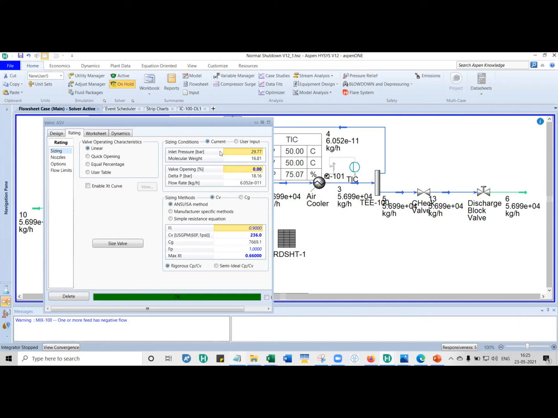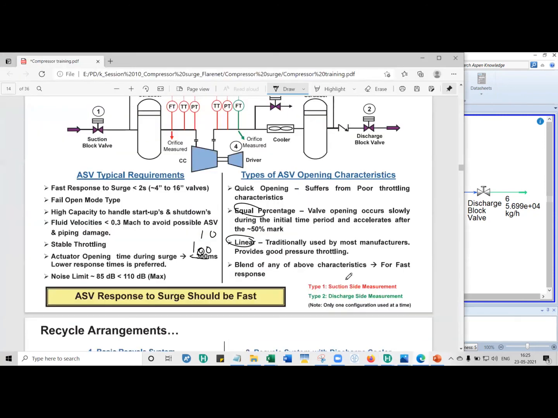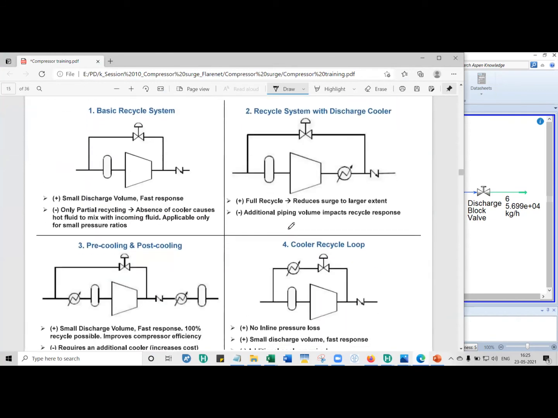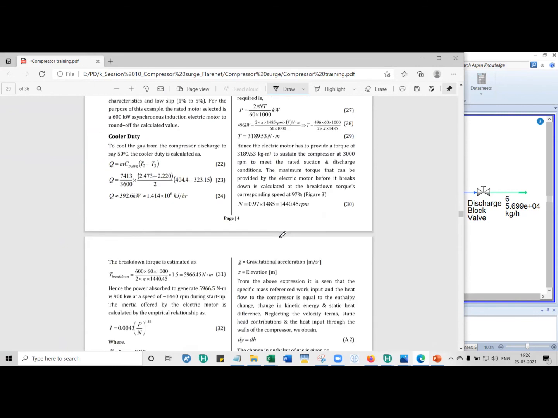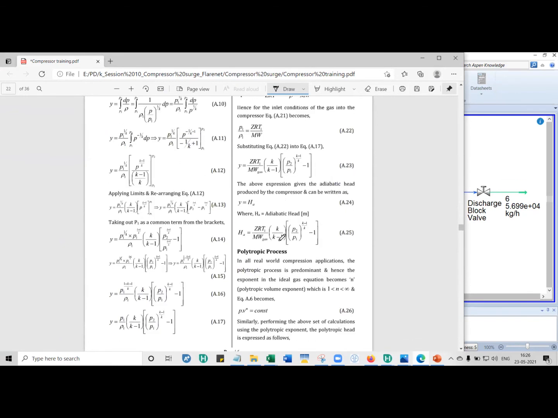as to what should be the anti-surge valve size. Now, in this, Sarji, that PDF file, can you just show some of the material? Yeah, if you come down, I've given a procedure here on how to size your anti-surge valve. You can do it by hand, on Excel.